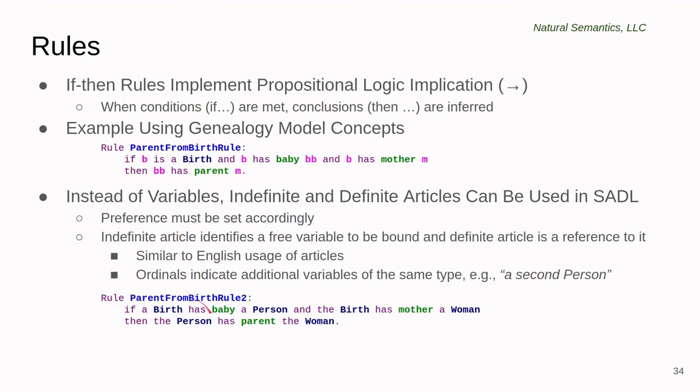These rules are subtly different because here we said B is a birth, and after that we just said B has baby BB, but we didn't say that BB is of any particular type. Here we said BB, that is the value of baby, is a person, so we've provided a little more information or constraint in the rule. We've said that BB has to be a person. Often that's what you intended anyway, but this rule is a little more restrictive.